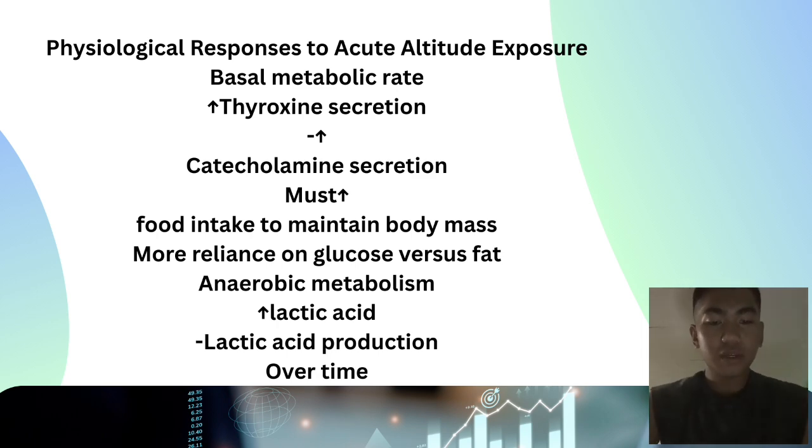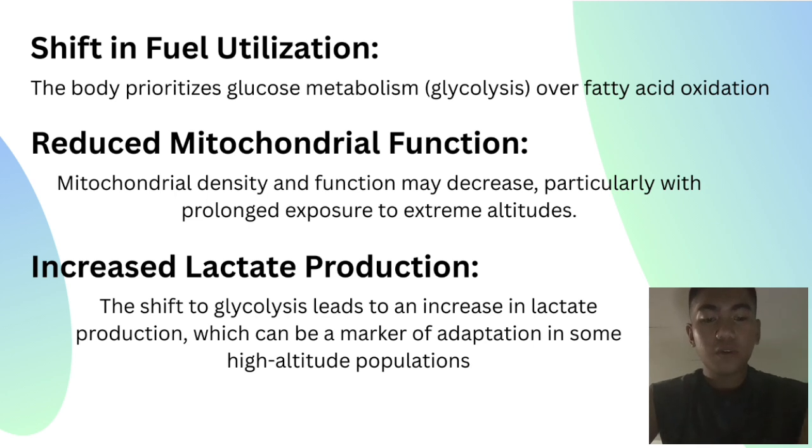Then lactic acid production increases over time. Then there is a shift in fuel utilization, which is the body prioritizes glucose metabolism, or glycolysis, over fatty acid oxidation. And we have reduced mitochondrial function, which is mitochondrial density and function may decrease, particularly with prolonged exposure to extreme altitudes. And we have increased lactate production. The shift to glycolysis leads to an increase in lactate production, which can be a marker of adaptation in some high altitude populations.